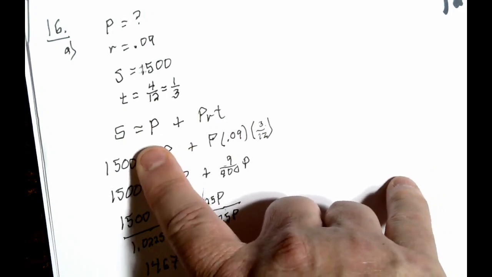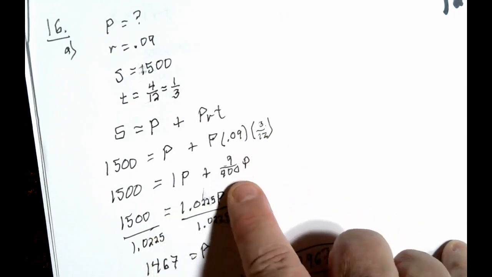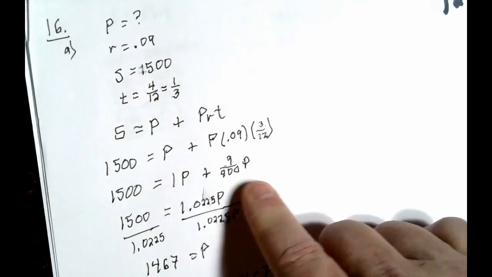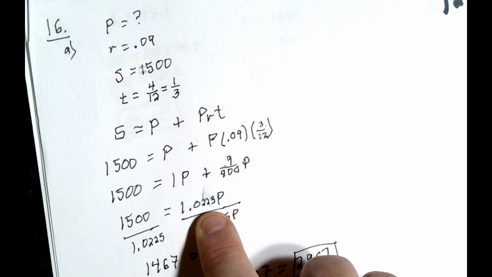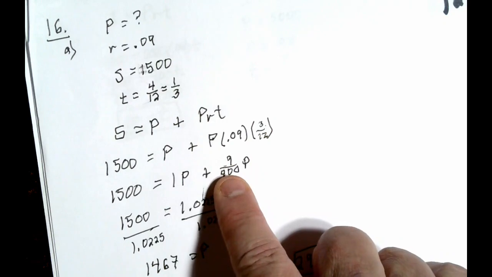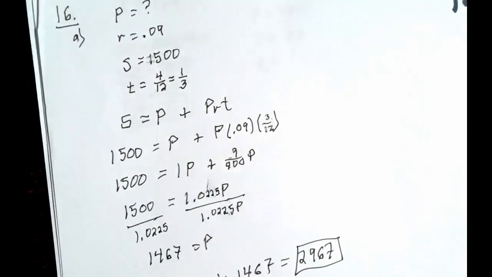So she's got to come up with this P plus PRT, and we don't know what it is. It's something. So 1P plus 9 over 100, or really 1 over 100P. Oh, 9 over 400, sorry. Which is 1 plus 0.0225P. This becomes 0.0225P plus 1P is 1.0225P. Dividing both sides by that, you get P equals 1467. So now you know how much they have to come up with in order to have enough money to pay for both quarters, both semesters.